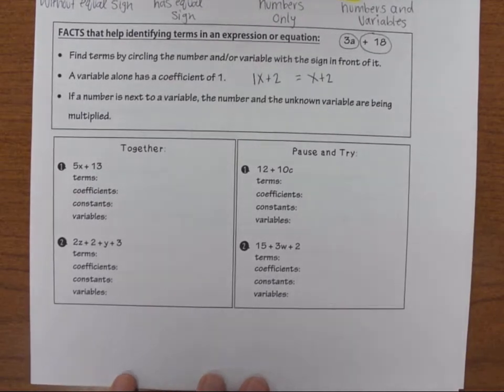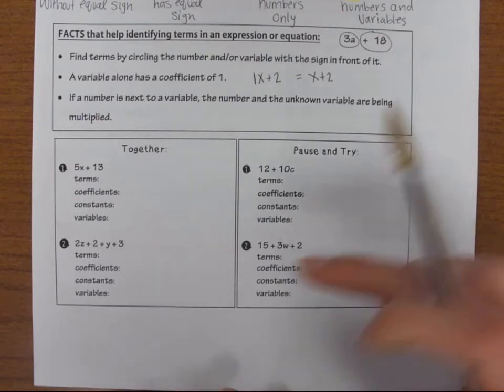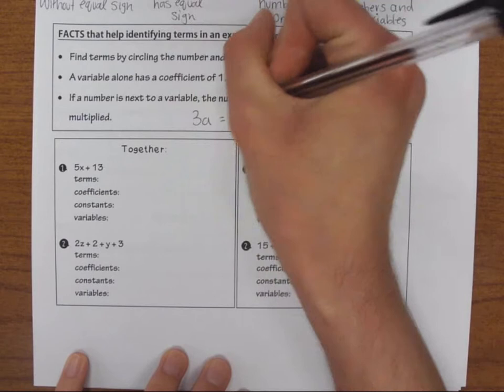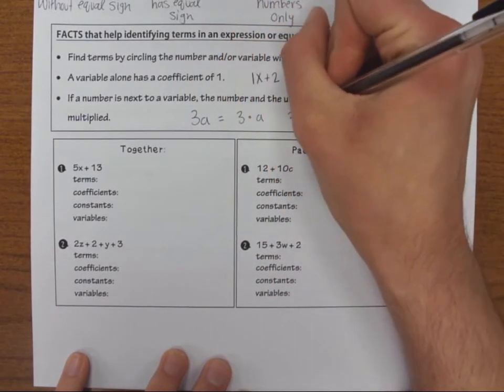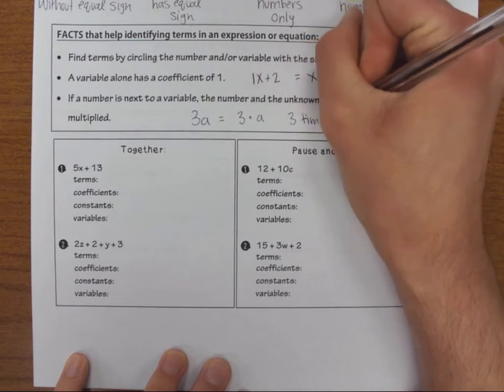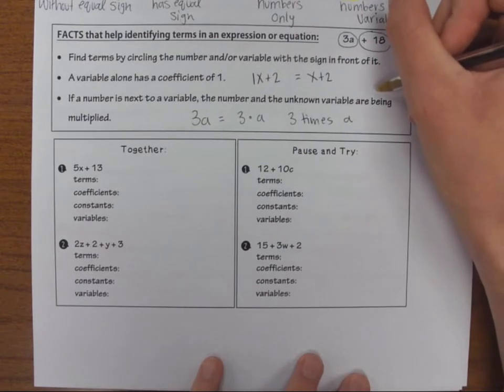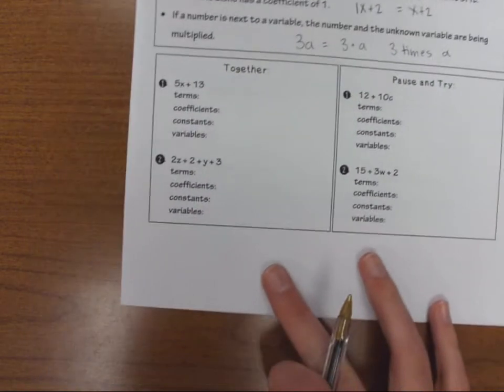Okay. If a number is next to a variable, the number and the unknown variable are being multiplied. So that's like this 3a right here. 3a is the same thing as saying 3 times a. Or if I write that out, 3 times a. And again, we've seen that on our bell work whenever we have like a 5 and an x, we know that that's 5 times whatever x is.